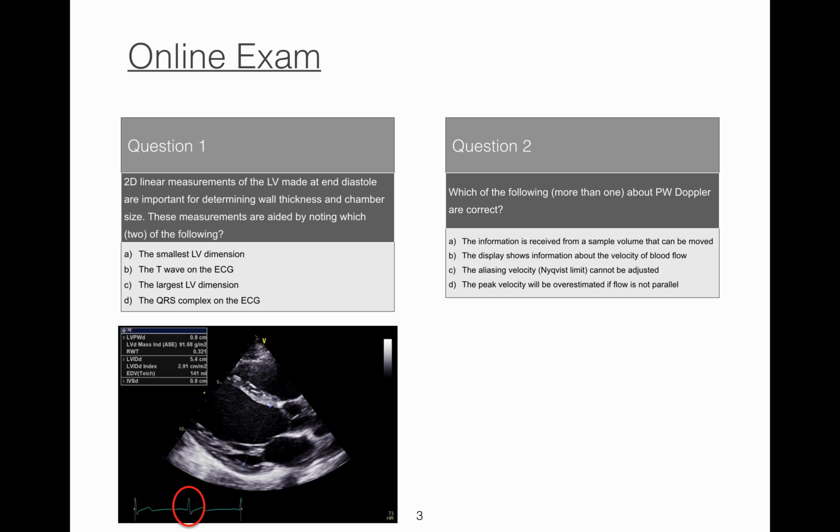Question 2. Which of the following, more than one, about pulse wave Doppler are correct? The Nyquist limit can be adjusted, and if flow is not parallel, it will be underestimated. So the correct answers are 1. Information is received from a sample volume that can be moved, and secondly, the display shows information about the velocity of blood flow.